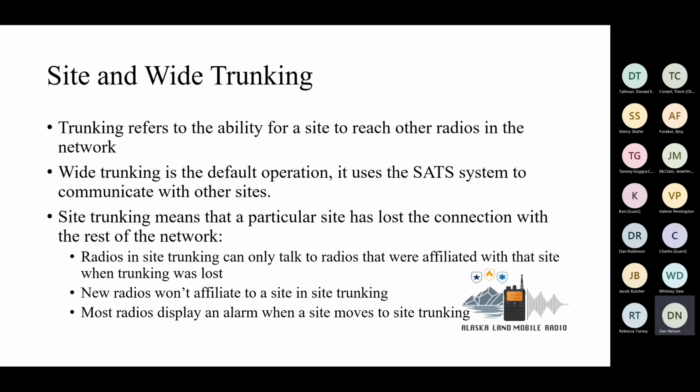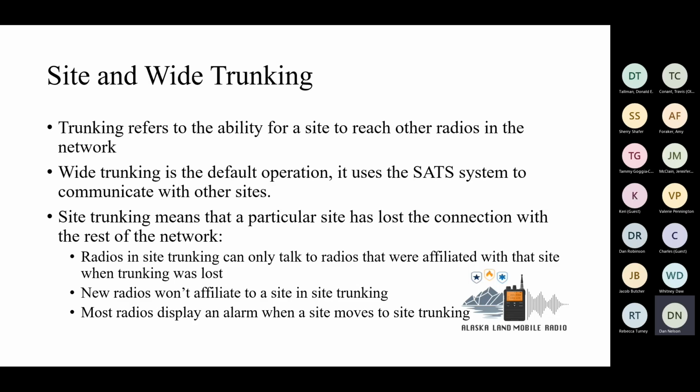When we talk about trunking, and the diagram we used for our networked trunk system, that's the ability for one site to reach other radios and other sites. In our example, we were using that network trunking. We're always what we call wide trunking, unless there's an issue. Wide trunking is where perhaps somebody on a radio at a site up in the Matsu Valley is talking on a talk group to somebody in the Kenai Peninsula. That wide trunking is what allows those two sites to communicate.